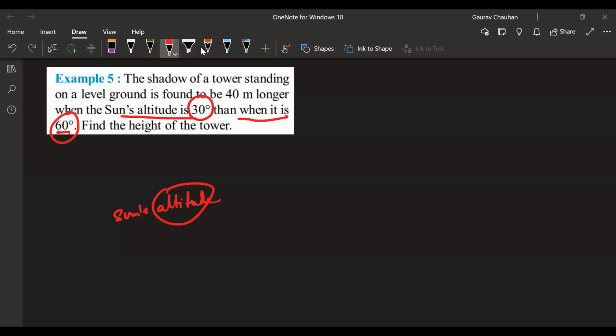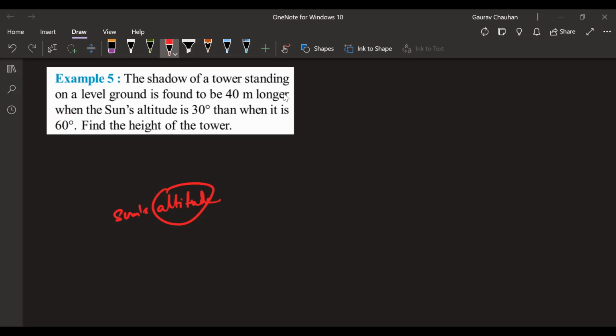Can the height be 30 degree or 60 degree? That does not make sense, right? Because the height of the sun is really far. I don't know how much it is. One astronomical unit, right? It's called. So when they talk about our sun's altitude, they're not talking about the sun's height. They're talking about the angle at which we see the sun.